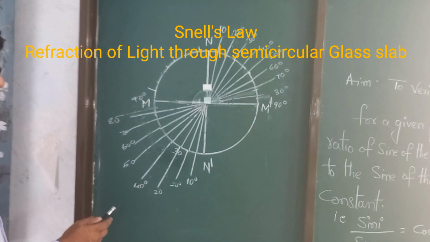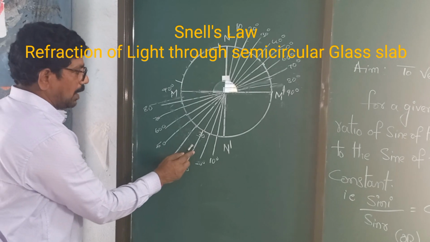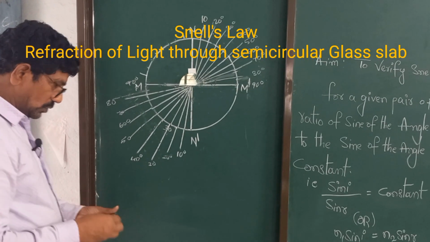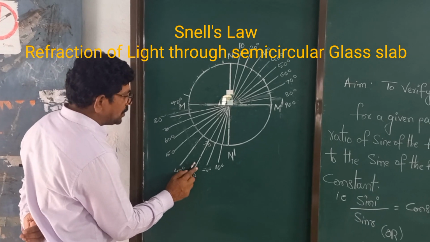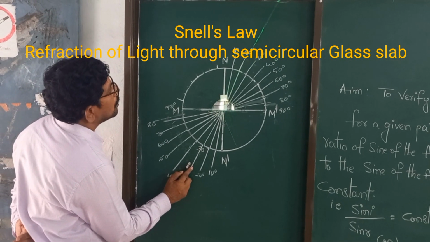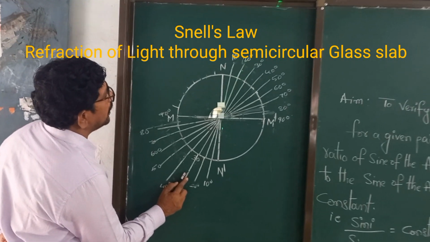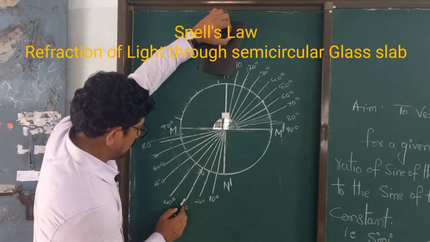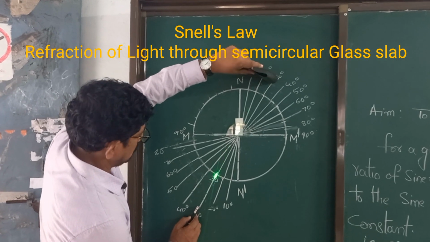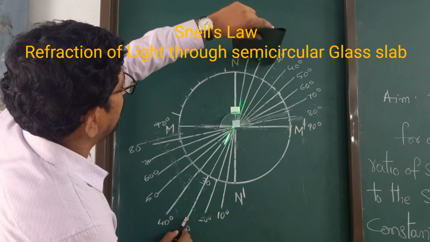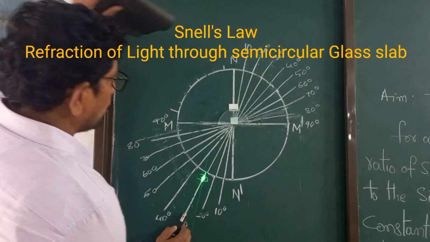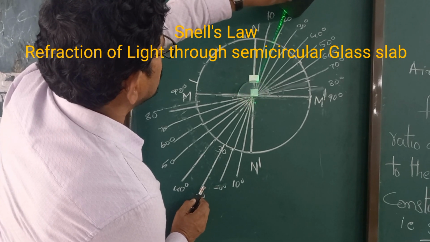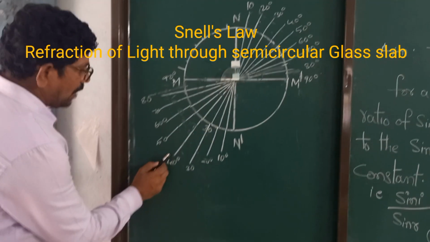Now see this one. The angle of incidence is 30 degrees. When the angle of incidence is 30 degrees, the angle of refraction is 19 degrees. It is not exactly 20 degrees, but 19 degrees. What is the angle of refraction for the angle of incidence 30 degrees? It is 19 degrees. Next, for an angle of 40 degrees, observe this one.